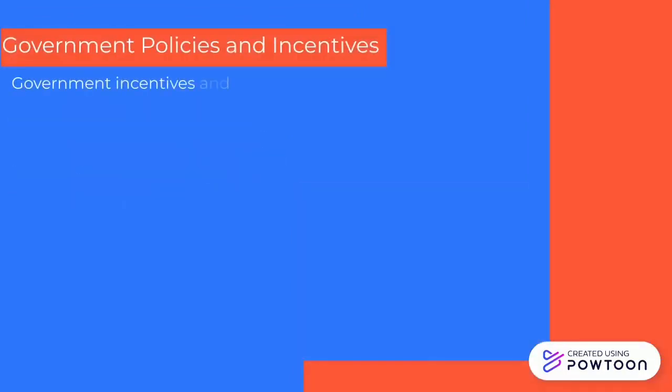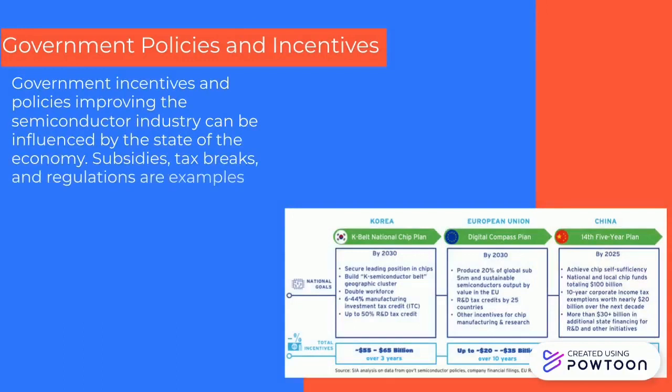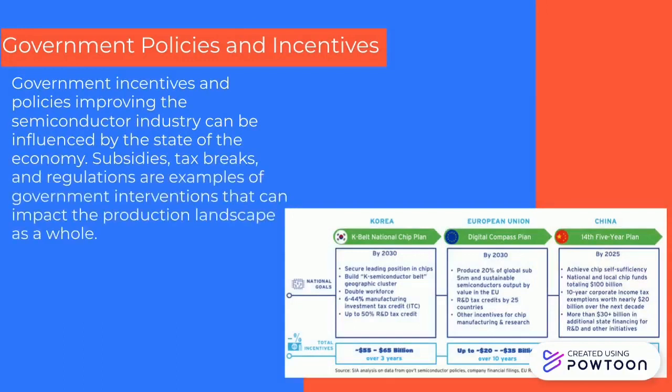Lastly is government policy and incentive. Government policy and incentives improving the semiconductor industry can be influenced by the state of the economy.